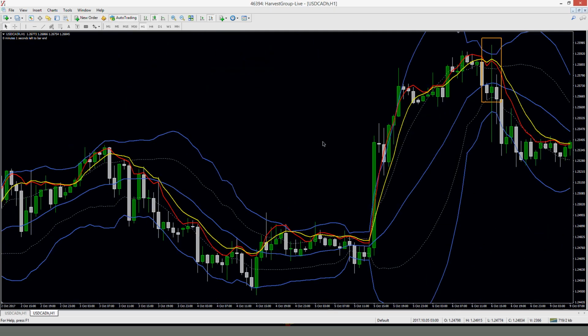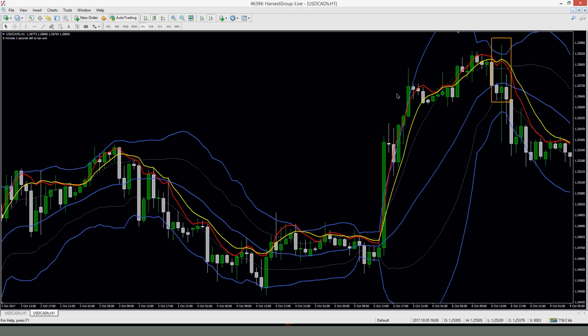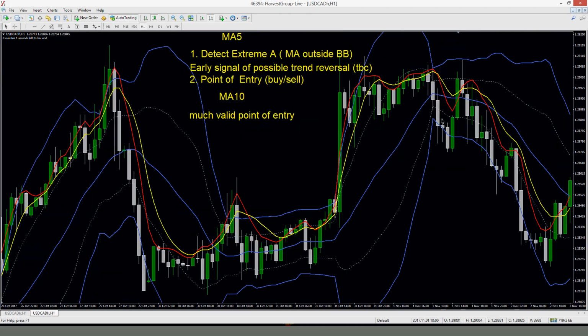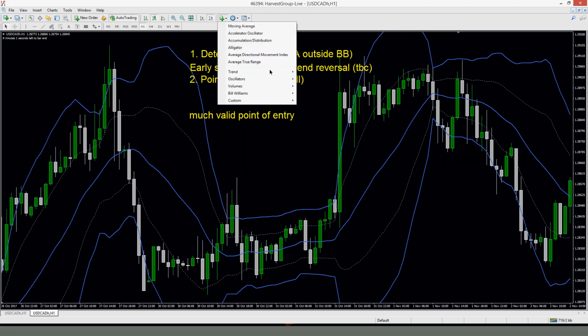And let me just find another example of entry sell over here. So here's another example, and also over here. So the candle rejected MA5 and MA10, and here the candle rejected 4 lines as well: middle BB, MA5, MA10, and division 1. So it tells you that this is a very valid point of entry sell. Okay, so I think that's MA5 and MA10. Let me just delete this indicator so I can put in the buy indicators.